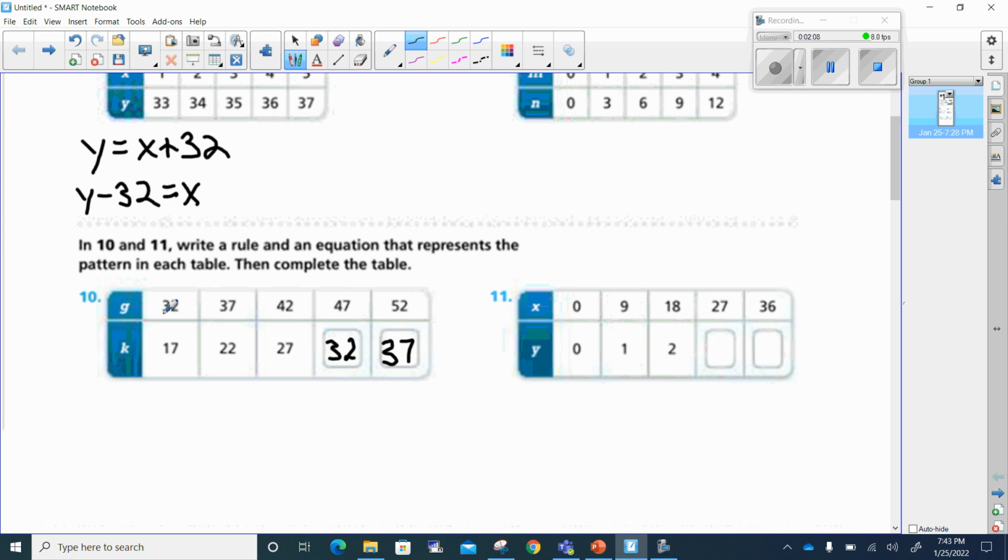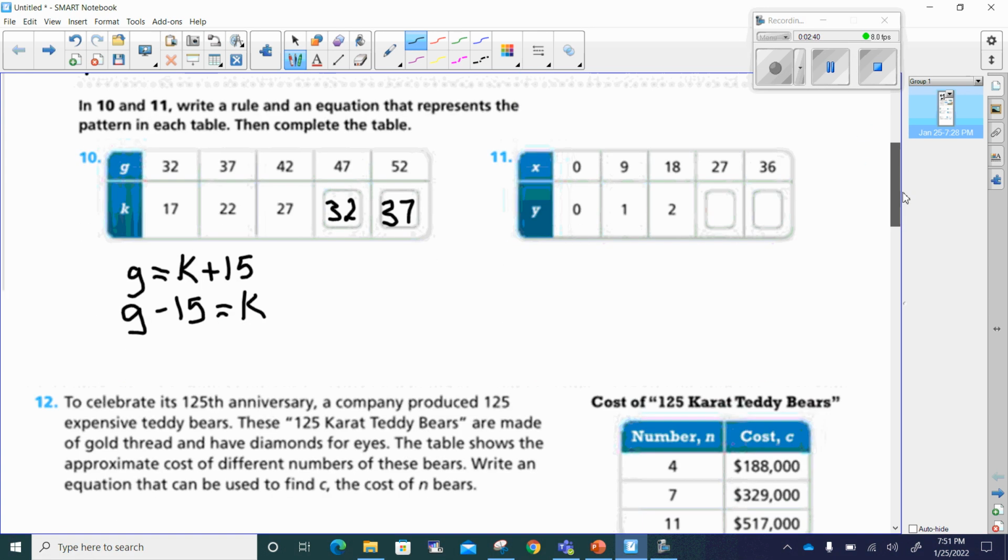And since g is greater, we can say that g is equal to k plus 15, or we could say that g minus 15 is equal to k. All right, going on to number 12.